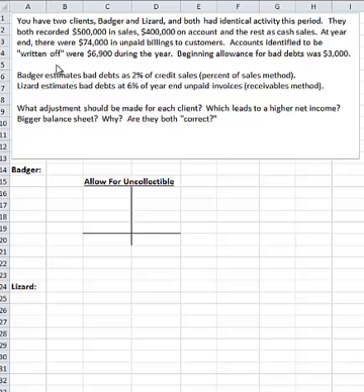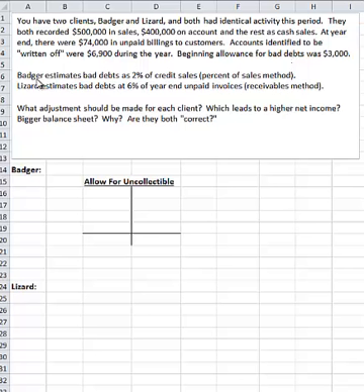Accounts identified to be written off during the year total $6,900. So of the $400,000 sold on account, this many they don't believe they're going to collect. In the beginning, the allowance for bad debts, the allowance for doubtful accounts, or uncollectible accounts, those are all three different terms for the same account. The balance in this allowance account was $3,000, beginning balance.